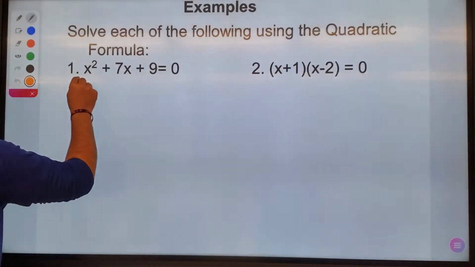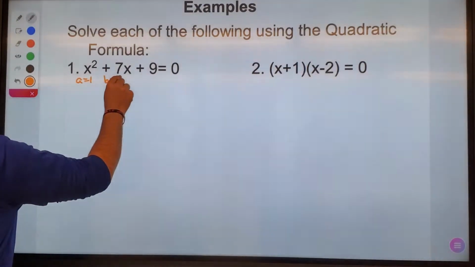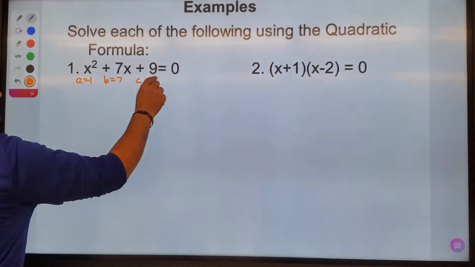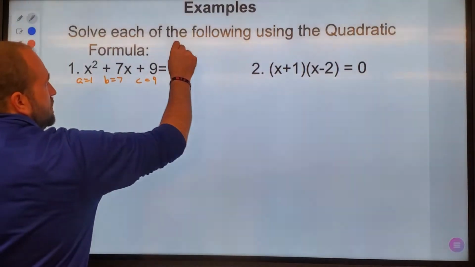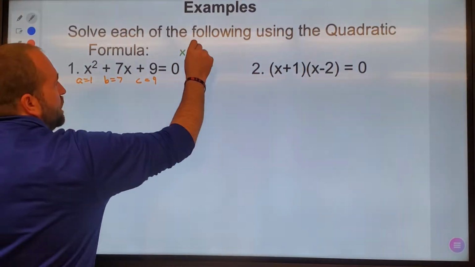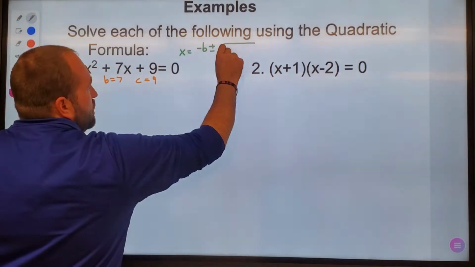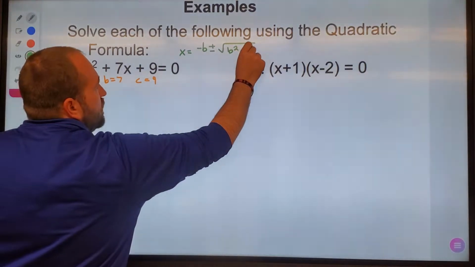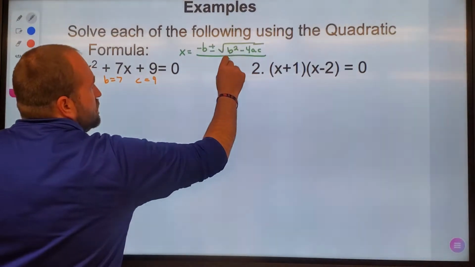Okay, so the value of a is 1. The value of b here is 7. The value of c here is 9. And for the purpose of space, let's put the quadratic formula in the middle there. I'll put it in green. So again, the equation here is going to be x equals the opposite of b plus or minus the square root of b squared minus 4ac all over 2a.